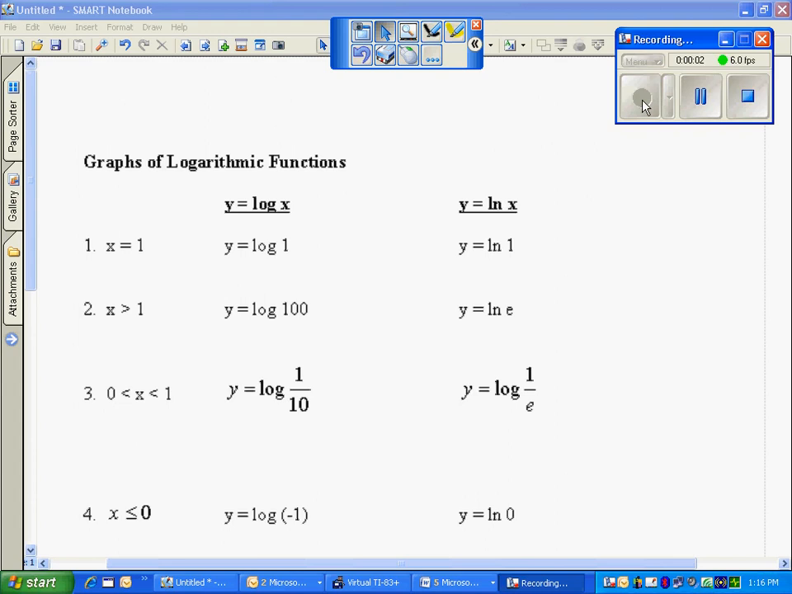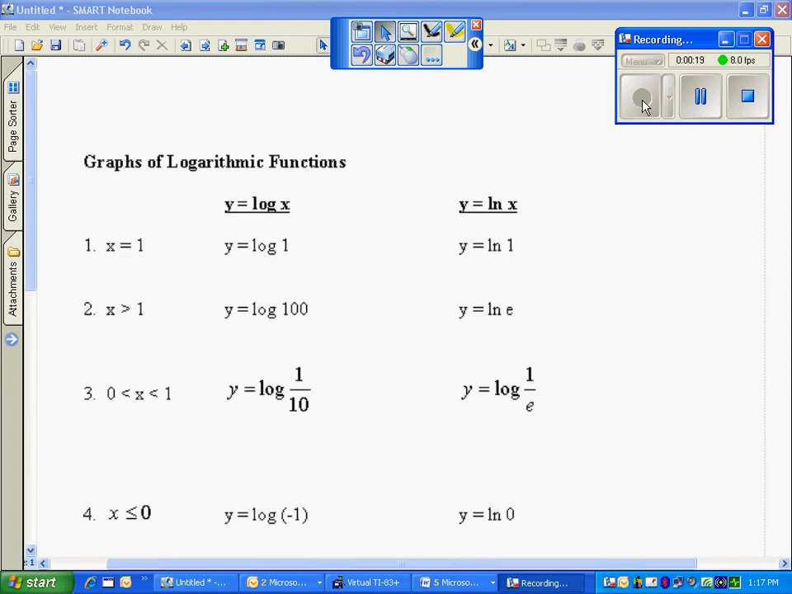One technique of graphing, when you're not sure what the functions look like, is just to find ordered pairs. So that's what we're going to do here to find out what log of x is going to look like on a graph or a picture, and what natural log of x is going to look like. How are they going to be the same, and how are they going to be different?